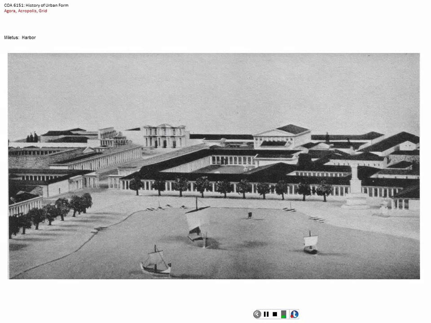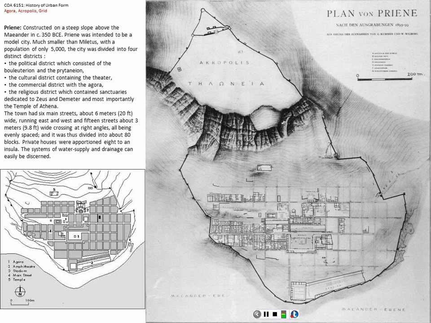Now, Priene was constructed a much smaller city. Miletus had a fairly large population, possibly as much as 10 to 15,000 people, tiny by our standards, but fairly large at this time. Priene was a city of about 5,000 people, and it was actually the second city that was built. It moved up the slope from the harbor, which kept flooding, and was constructed almost entirely in its current form in the middle of the 4th century BCE, and was intended to be an ideal city, following these Hippodamian principles.